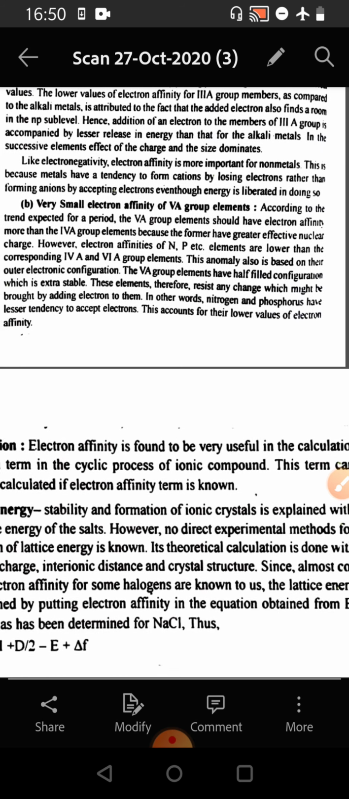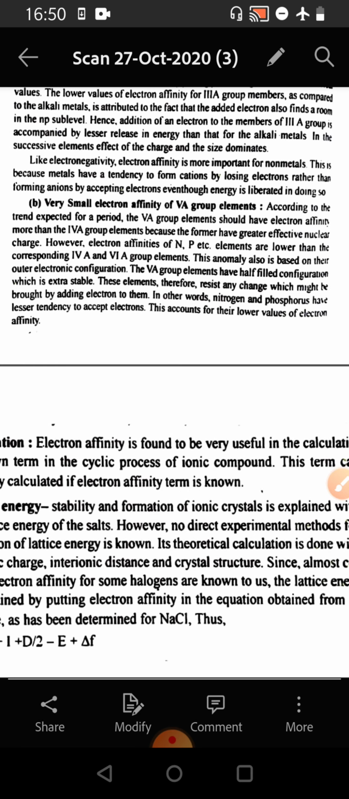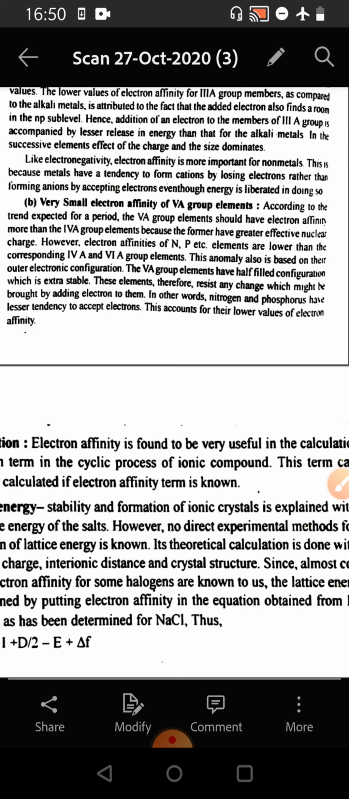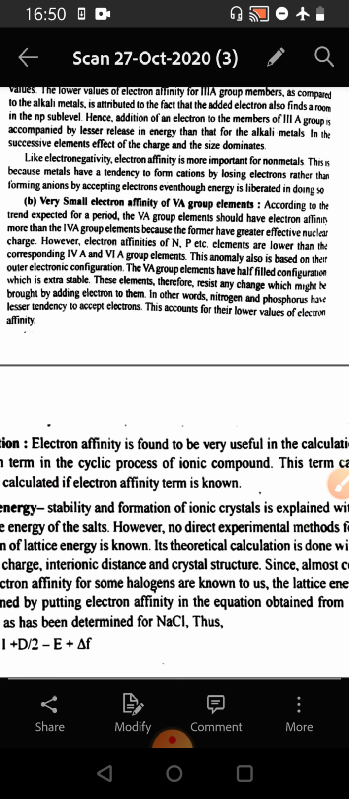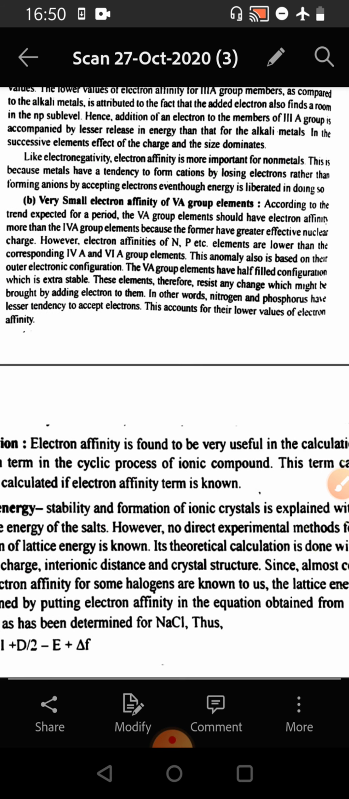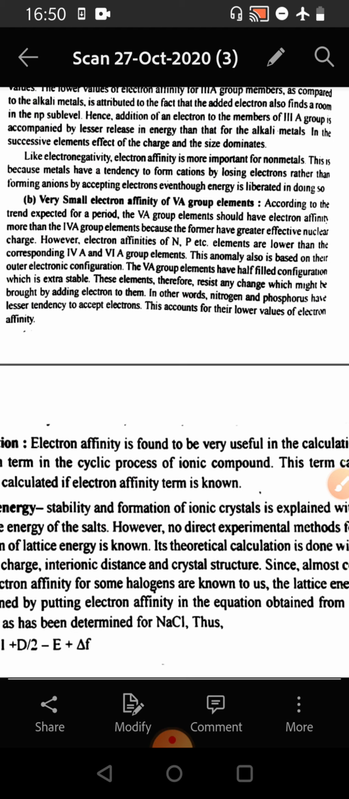Now we come to the very small electron affinity of fifth group elements. According to the trend expected for a period, the fifth group elements should have electron affinity more than the fourth group elements because the former have greater effective nuclear charge. However, the electron affinities of nitrogen, phosphorus, etc. elements are lower than the corresponding fourth and sixth group elements.